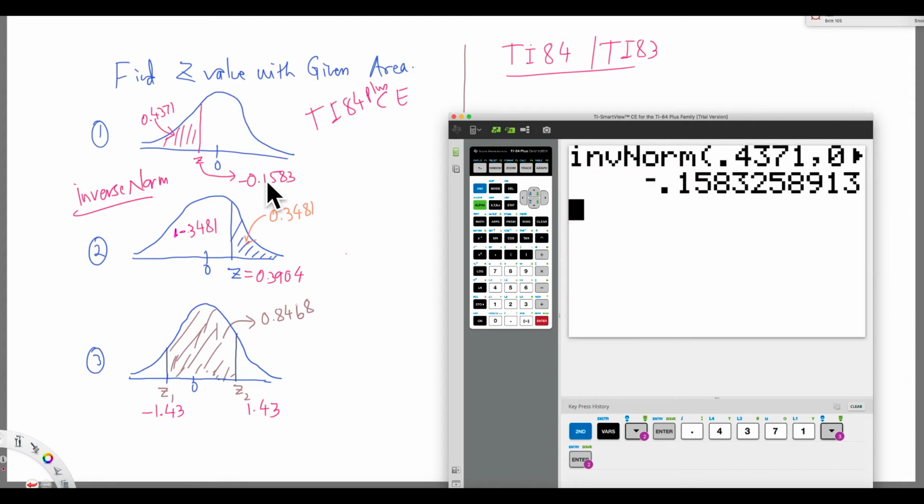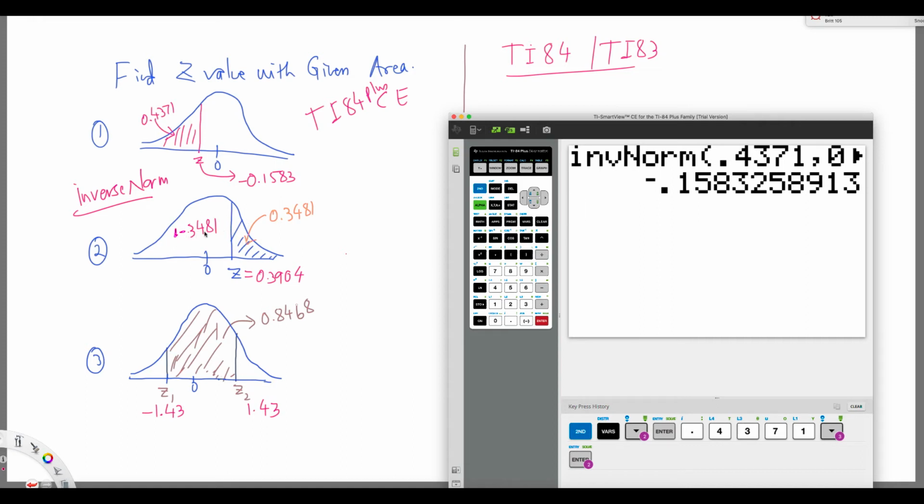Did you see 0.1583? So if the area on the left is given, then you can enter that area directly. But if the area on the right is given, first of all you need to find the left area by subtracting the right area from 1, because the total area is 100%, that is 1. If you subtract the right area from 1, you will get the area left of G.